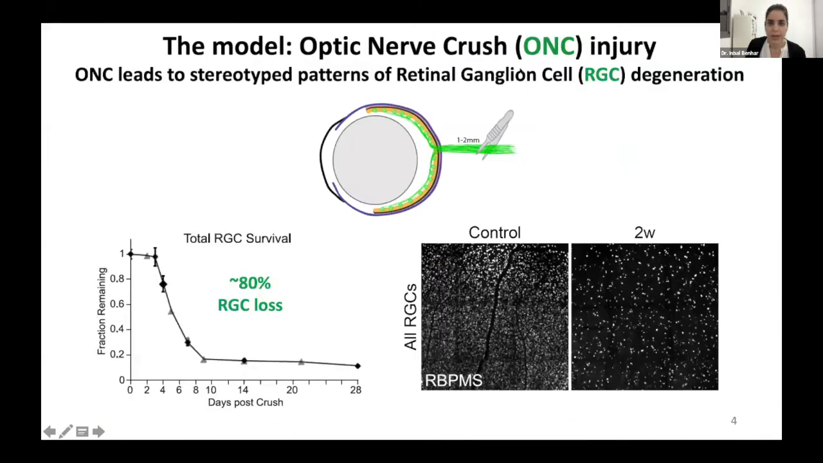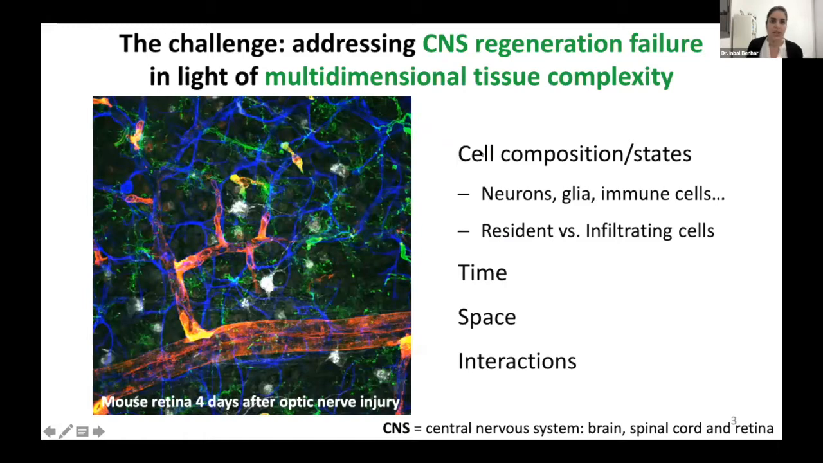So the challenge I set out to address is that of CNS regeneration failure, central nervous system regeneration failure, in light of multidimensional tissue complexity. As most of you probably know, neurons in the adult mammalian central nervous system generally fail to regenerate after sustaining injury or disease, and this leads to irreversible and often devastating loss of function.